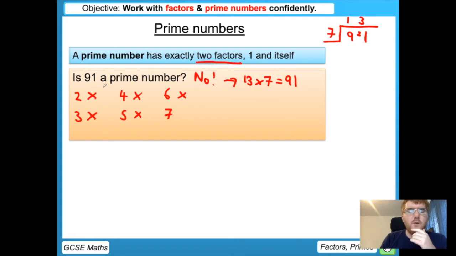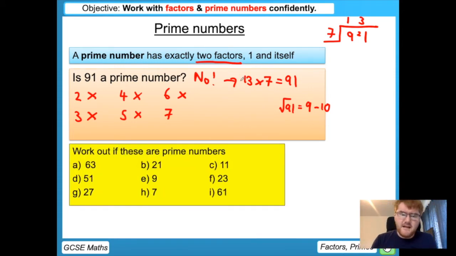Now for this, where do you stop checking numbers? Well, if we take the square root of 91, it's going to be between 9 and 10. The square root of 81 is 9, the square root of 100 is 10. So it's between 9 and 10. So once we've checked 9 and 10 as factors, we can stop at that point. So have a go at this.